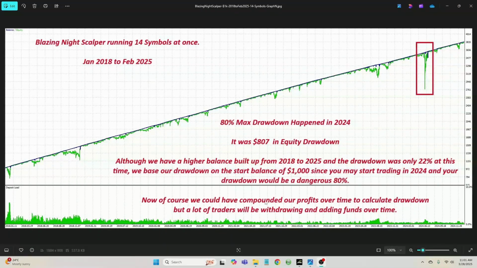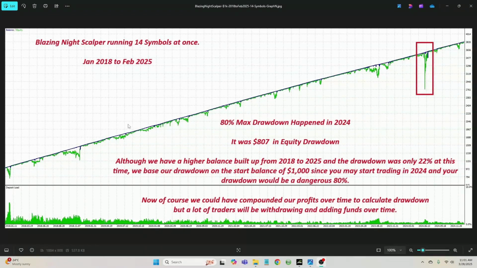Now, of course, we could have compounded our profits over time to calculate the drawdown, but a lot of traders are going to be withdrawing and adding funds over time. So we're going to just look at it as if it was an income system. You put so much money in, this is how much money I'm going to make at the end of each year, and we're basing it upon that. If you have $1,000 in your account, this is how much you're going to average per year.